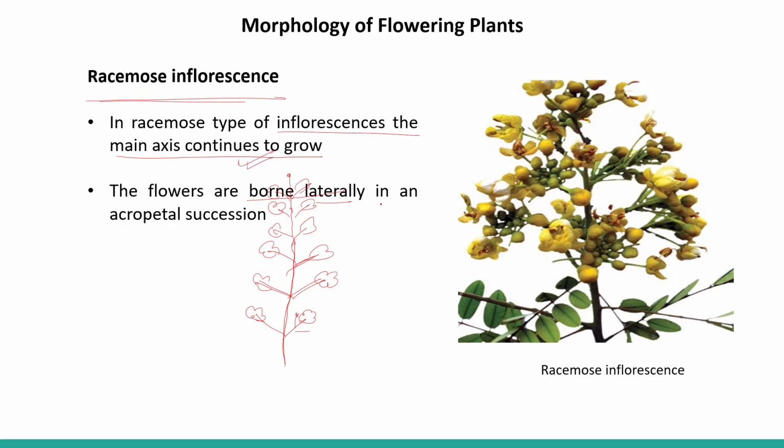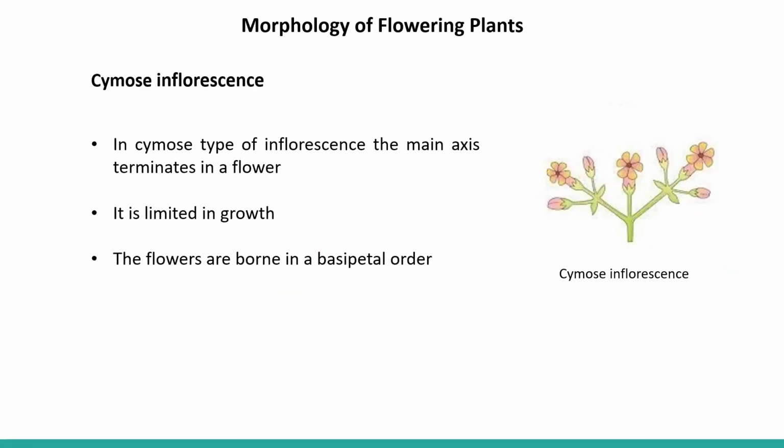It continues to grow in an acropetal succession. So here you can see this is called acropetal succession. Why? Because the mature flower is at the base and the new flowers are at the apex. So this is the acropetal succession. That was the racemose inflorescence.